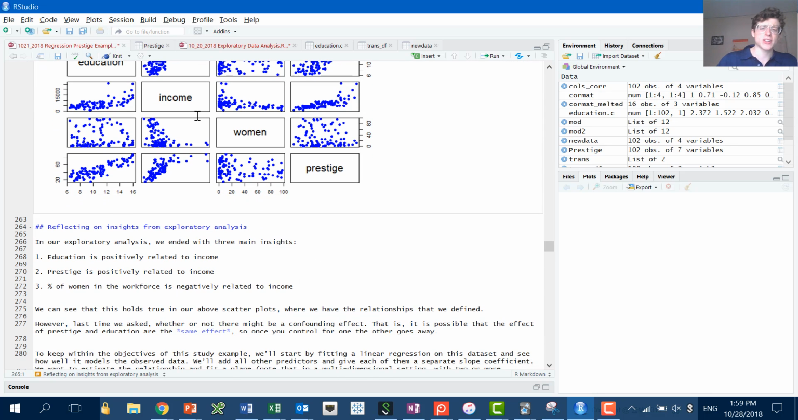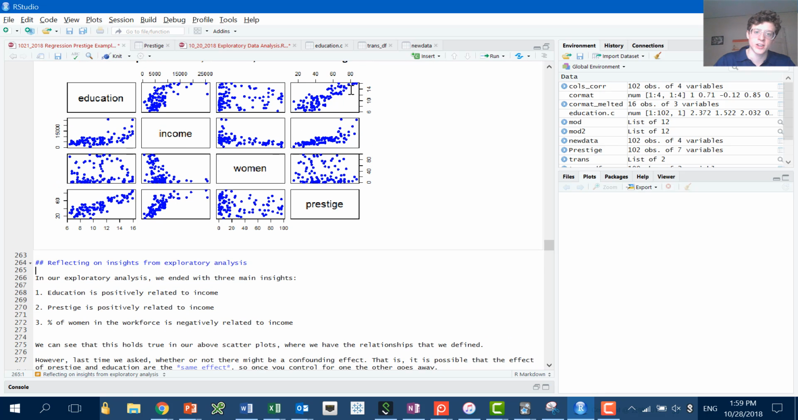So let's go back to our exploratory insights, and we're trying to validate them. We had 3 main insights. One is that education is positively related to income. So that's what we saw here. The next is that prestige is positively related to income. So that's right here. Again, we see it. Yep. The more prestige, the more income you have. And the third is that the percent of women is negatively related.